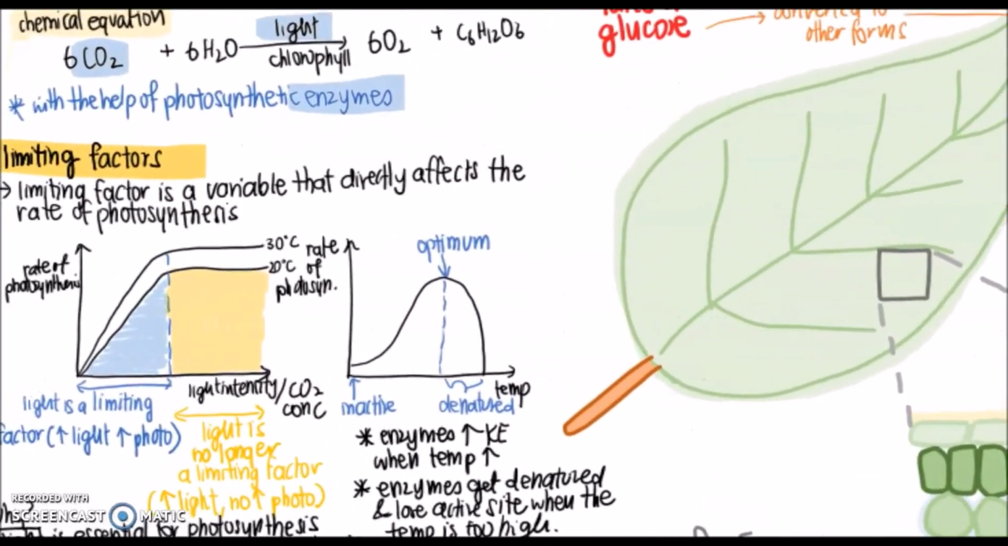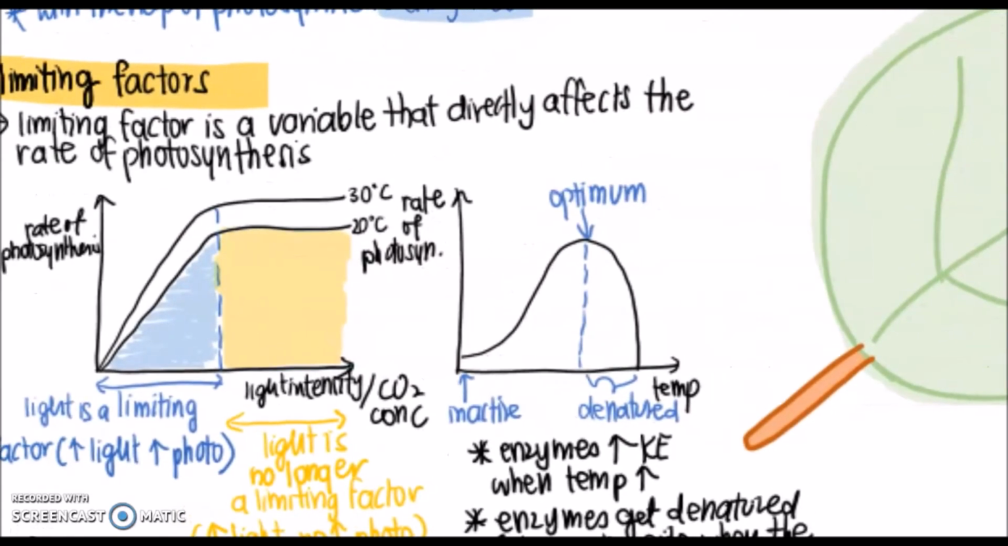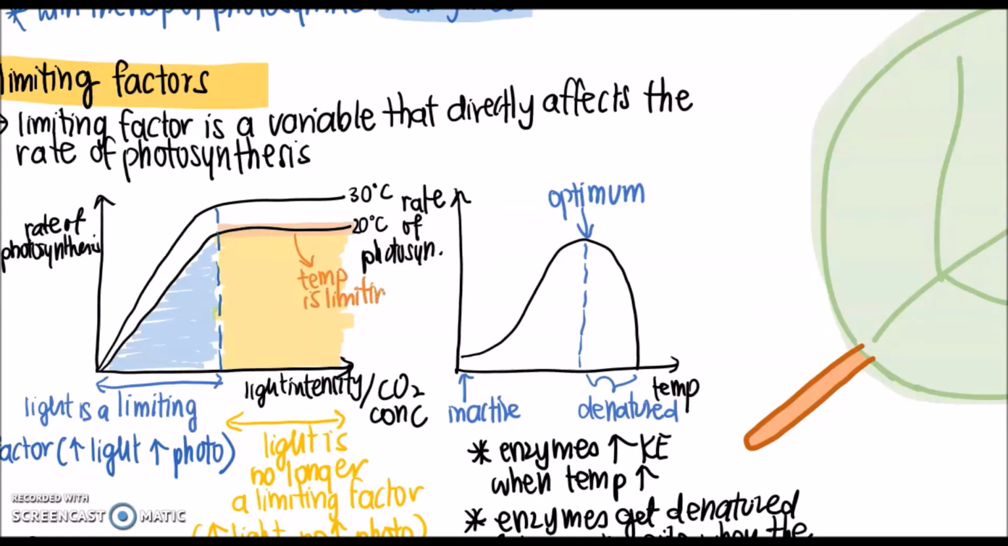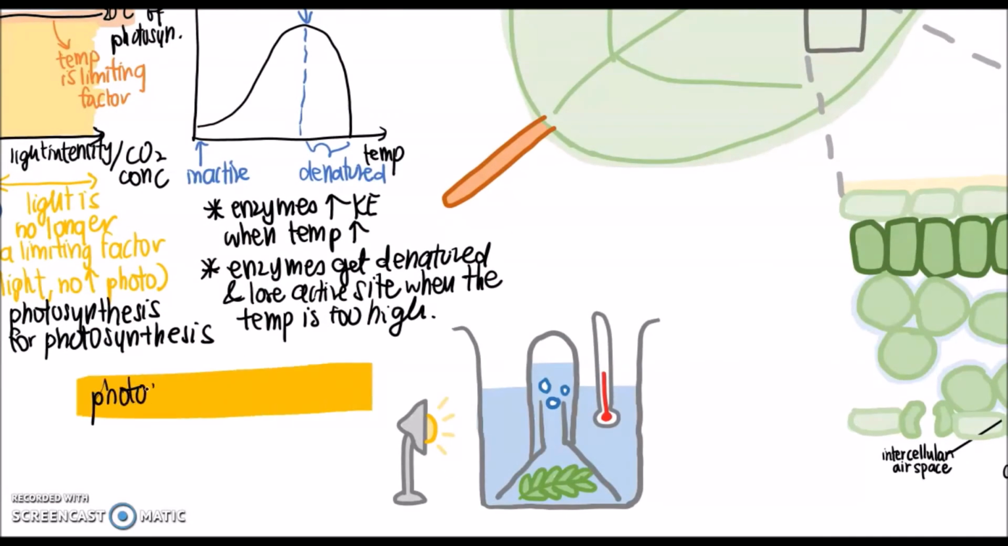Now let's look at a common question that always comes out in MCQ. If I have this kind of graph, you can see on the left side, this orange part, light is no longer a limiting factor. But based on the graph, I know that temperature is the limiting factor. How can I tell? Because when temperature increases from 20 degrees Celsius to 30 degrees Celsius, you see that the rate of photosynthesis increases. So at this particular point in time, temperature is the limiting factor.